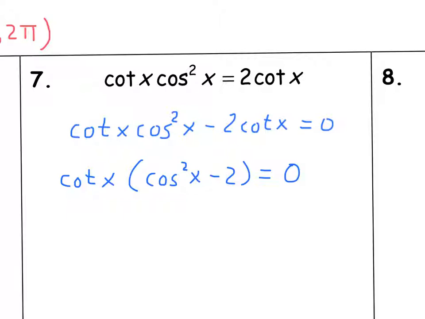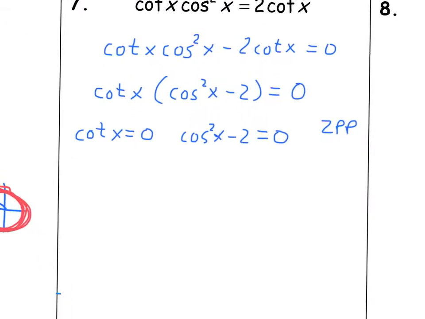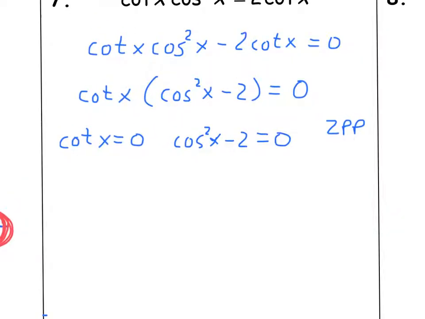And our friend, the zero product property, says I now have two separate equations. Cotangent of x is 0, and cosine squared of x minus 2 equals 0. So now we ask ourselves, where is the cotangent of x equal to 0? And if you recall, it's going to be top and bottom, because that's where tangent is undefined.